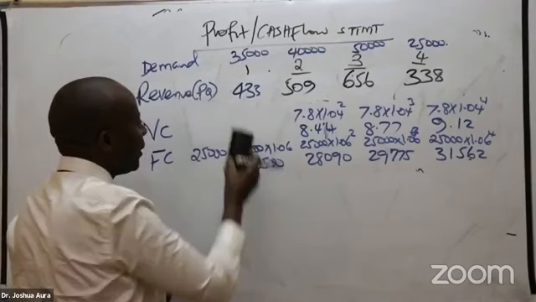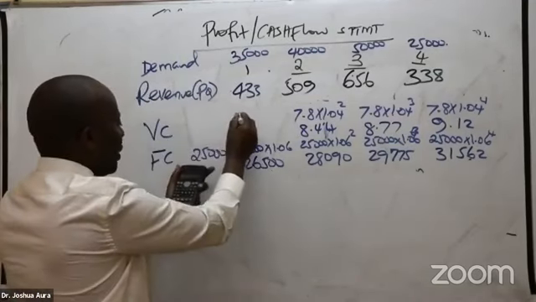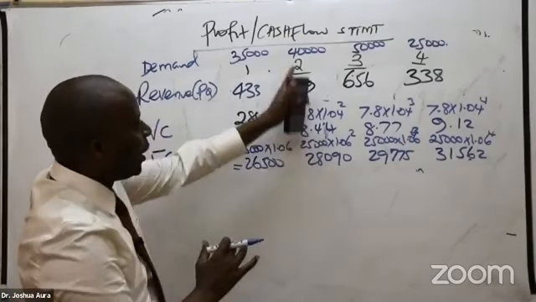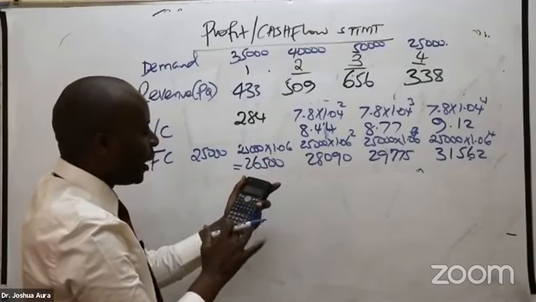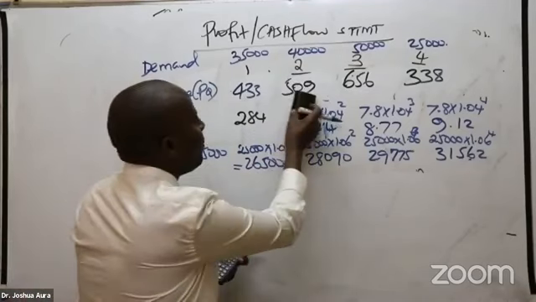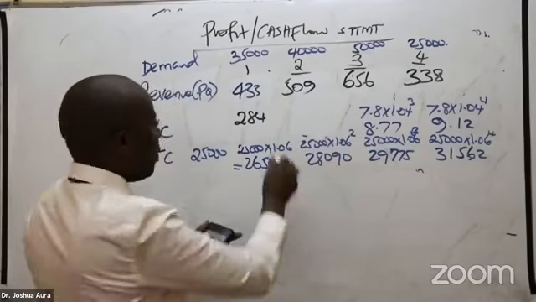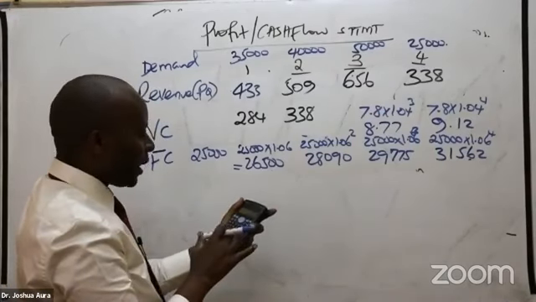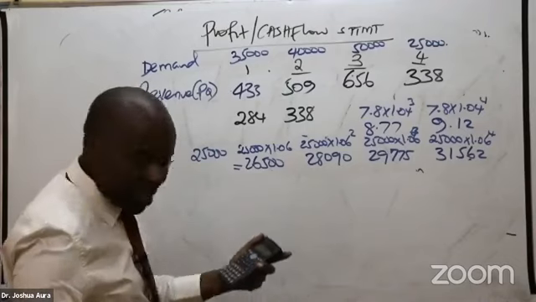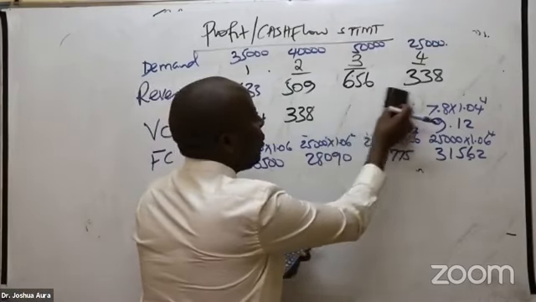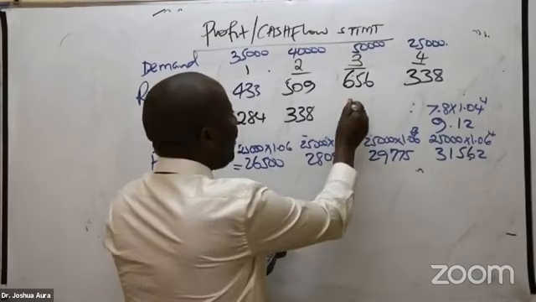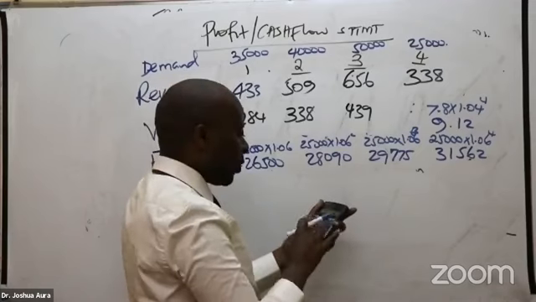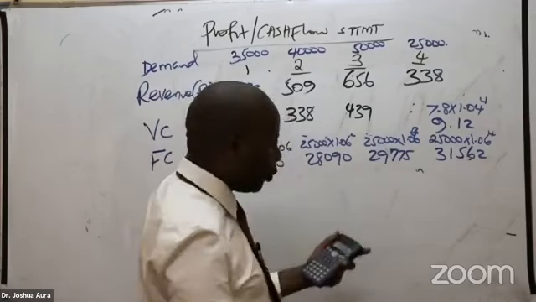I'm not interested in there because I don't have any quantities. So this is 284. The next one will be 8.44 variable cost per unit times 40,000, which gives me 338. The next one will be 8.77 times 50,000, which will end up giving me 439. The last one will be 9.12 times 25,000 units being demanded, which will end up giving us 228 here.